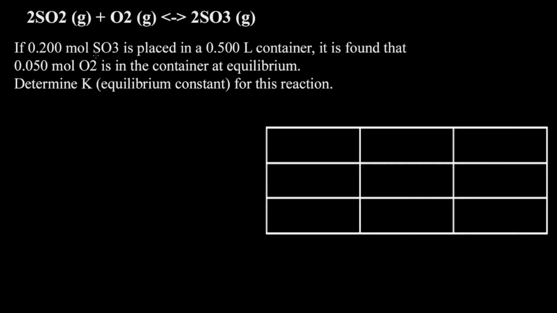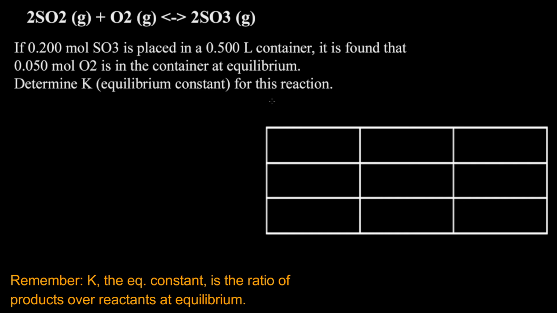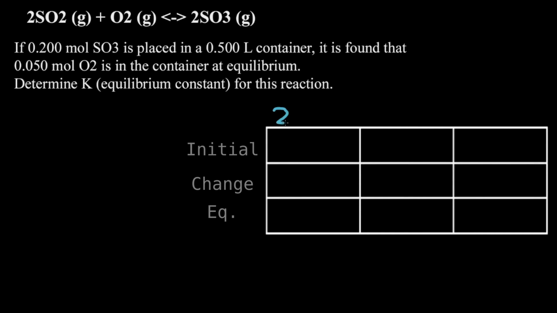If 0.2 moles SO3 is placed in a 0.5 liter container, it is found that 0.05 moles oxygen is in the container at equilibrium. Determine K, the equilibrium constant, for this reaction. First of all, let's write out the equation. So now we're going to need to find what we're given.